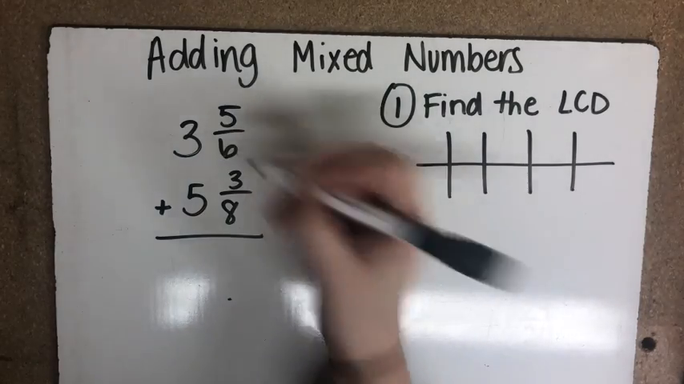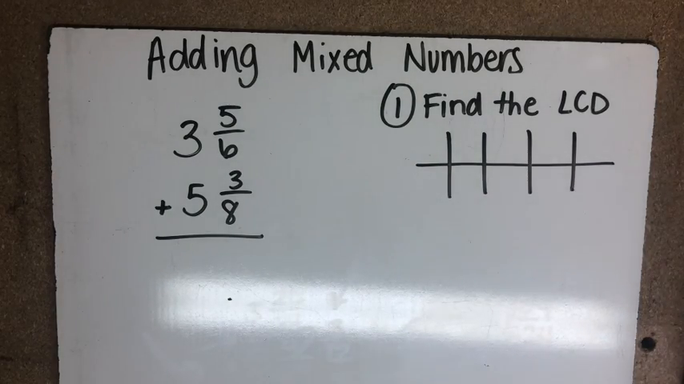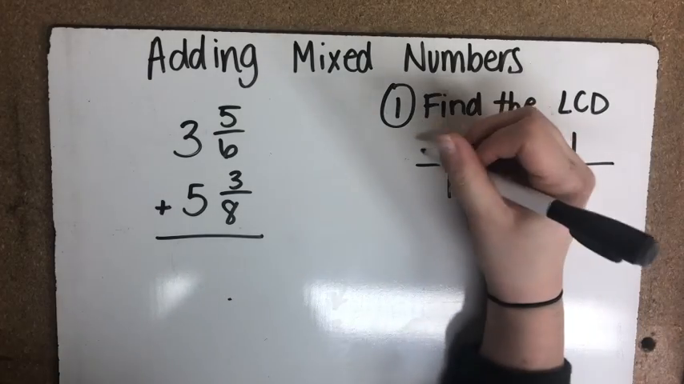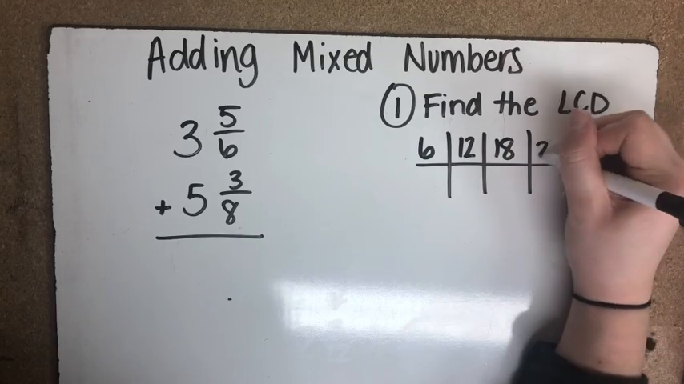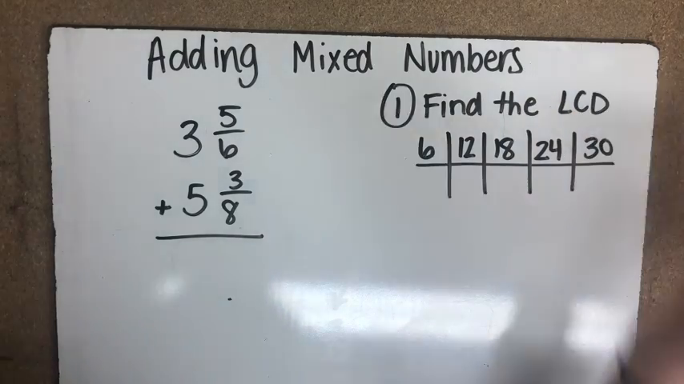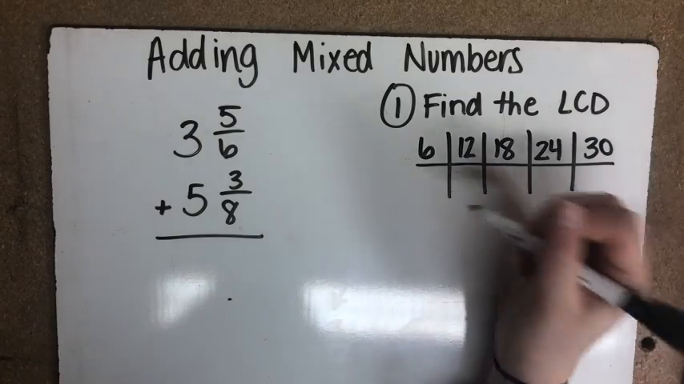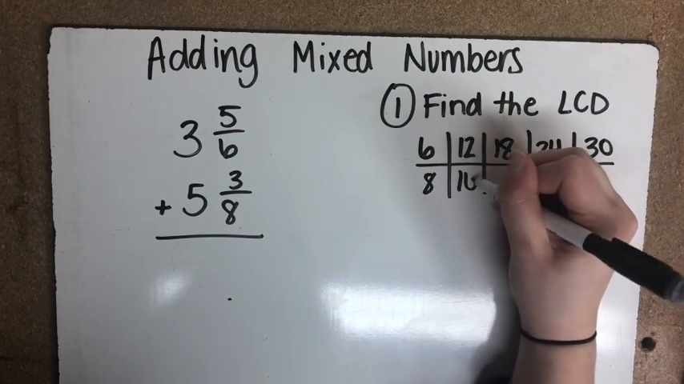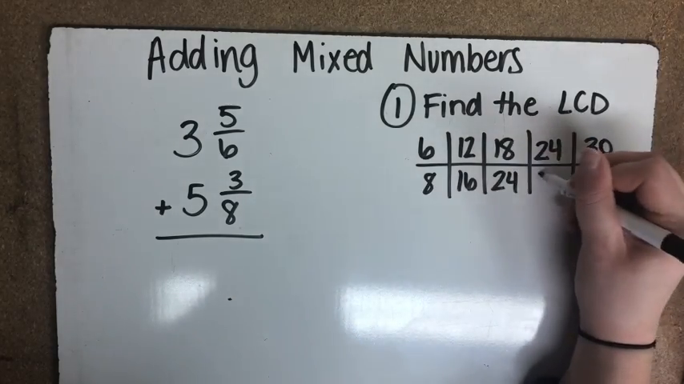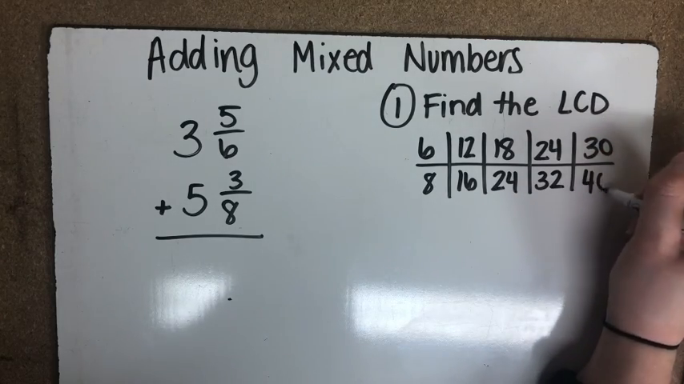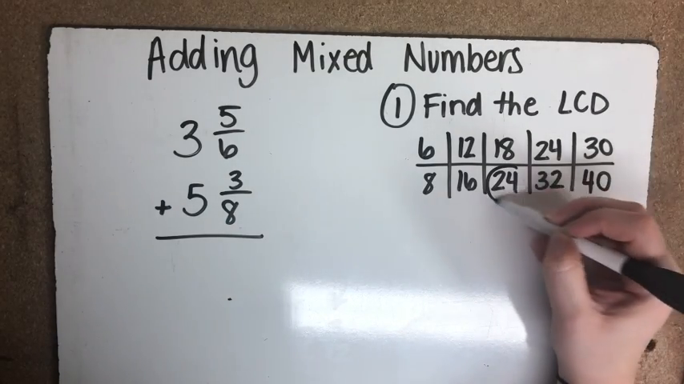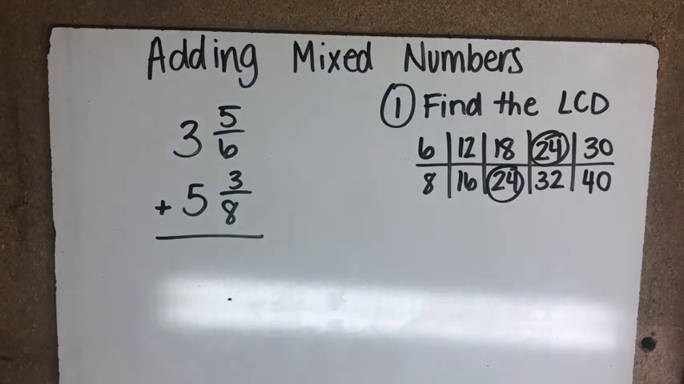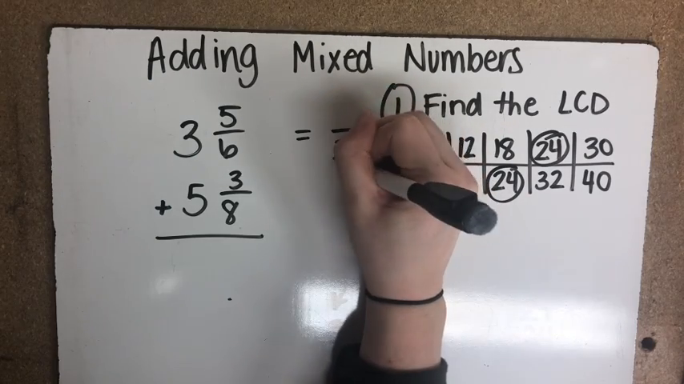Let's start with 6. Remember to use a multiplication table if you need help. 6, 12, 18, 24, 30. Now let's do 8. 8, 16, 24, 32, 40. So now let's find the smallest number that they have in common. I notice here that the smallest number they have in common is 24. That will become my common denominator.